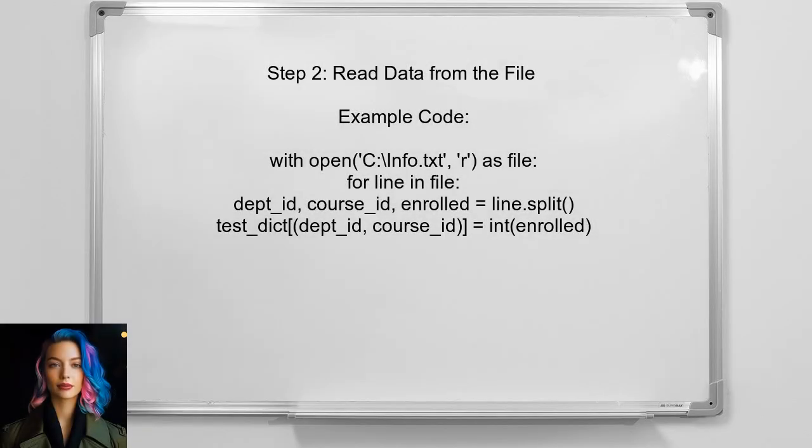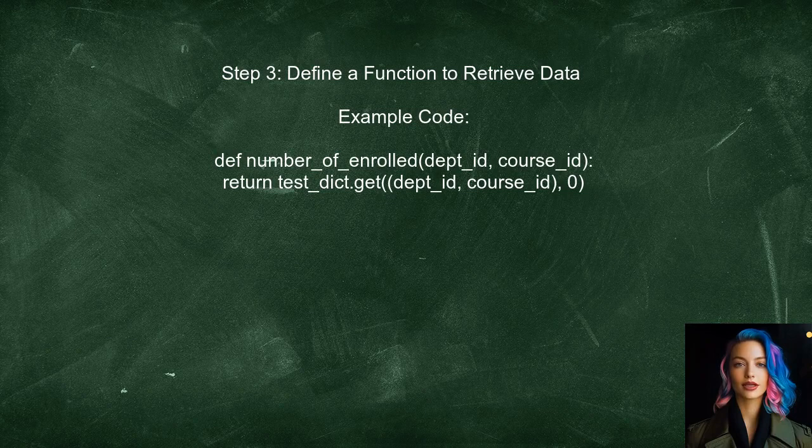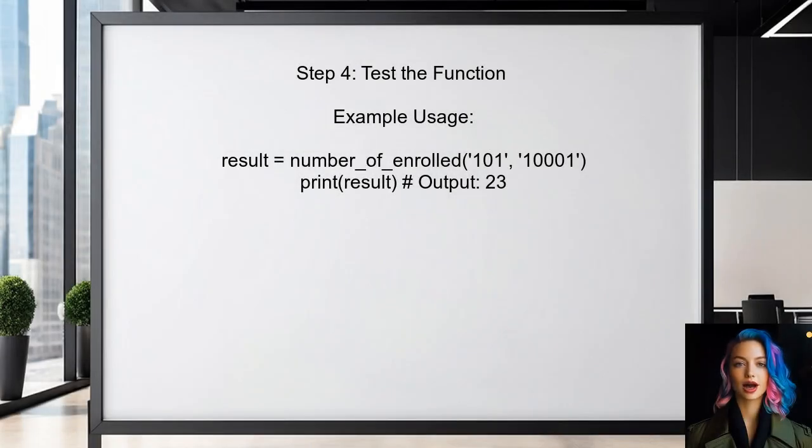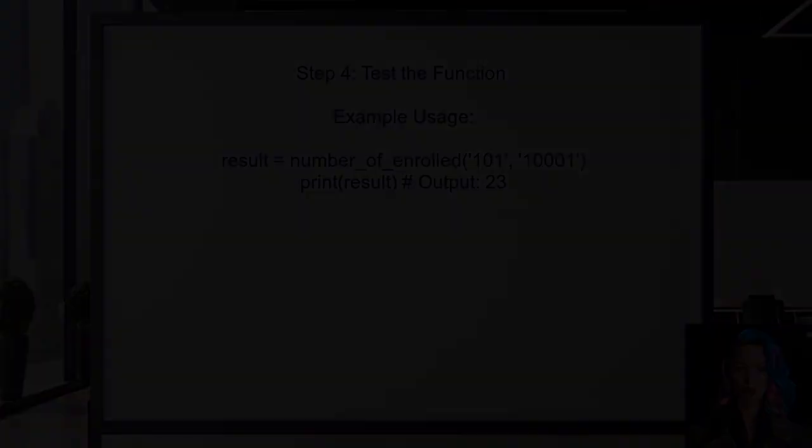Next, the user should read the data from the text file and populate the dictionary. For each line in the file, we will split the data and store it in the dictionary. Now, the user can define a function to retrieve the number of students enrolled. This function will take the department ID and course ID as parameters and return the corresponding value from the dictionary. Finally, the user can test the function by calling it with specific department and course IDs. This will return the number of students enrolled for those IDs.